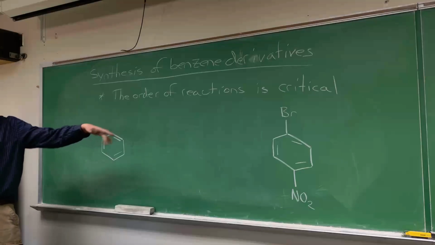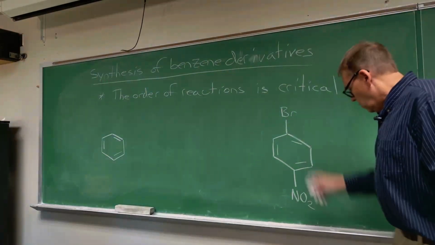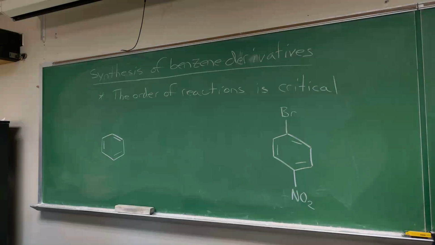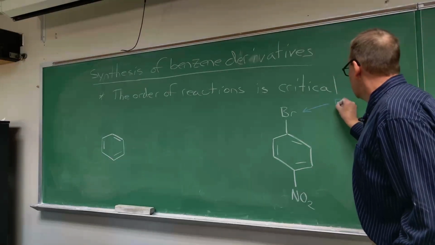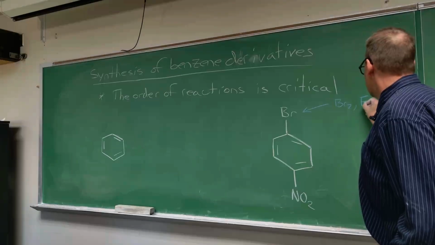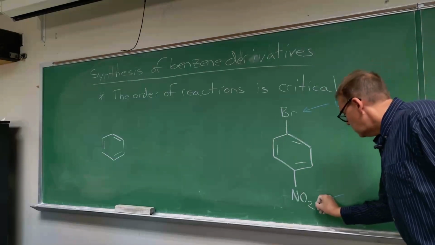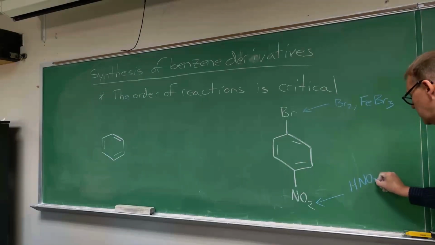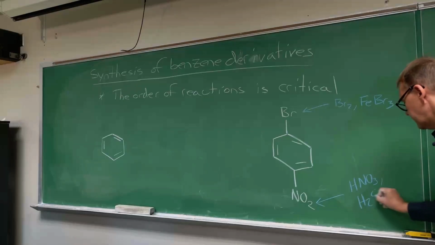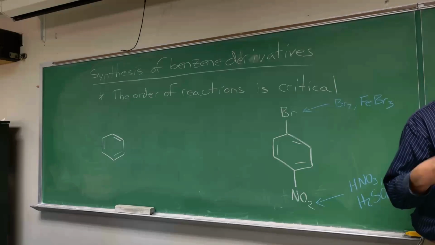And what you would think about is, well, I have to put a bromine on the ring. Based on my knowledge of electrophilic aromatic substitution, I know this goes on using Br2 and FeBr3. And then, I know the recipe for putting a nitro group on the ring is HNO3 and H2SO4. So you're going to need to do these two reactions. But look what happens if you do them one way versus another.